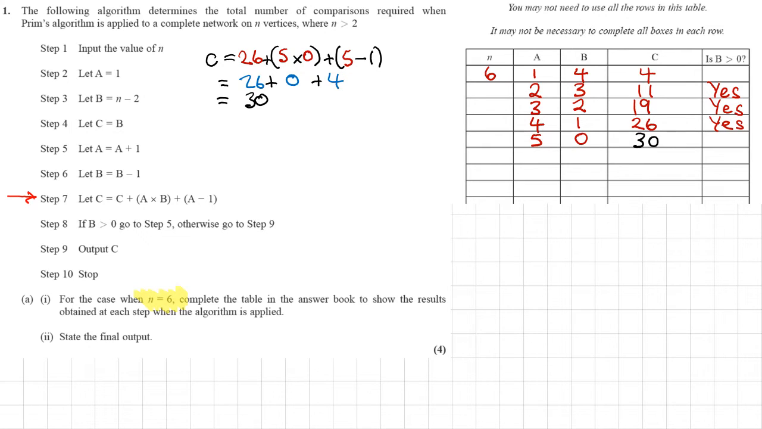Step 8, if b is greater than 0, go to step 5. Now here b is not greater than 0, it's actually equal to 0. So we record that in the table as no, b is not greater than 0. So then we go to step 9. So step 9, we output c, which is going to be that value of 30, and then we stop. Now the second part of part A says state the final output, so we just need to write it down. So the final output is that value of c, which is 30.